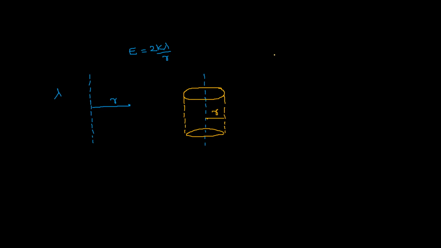Logically, because of this line charge, the field is radially outwards, or you can say normal to the wire in all directions. That means at each and every point on the surface of the cylinder, E bar will be normal.